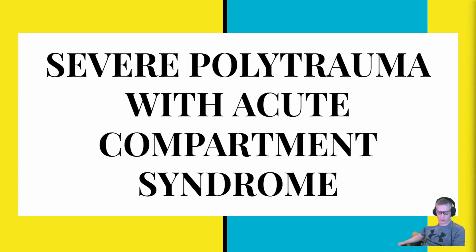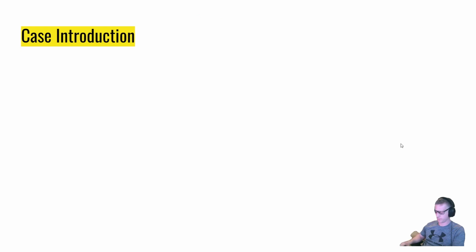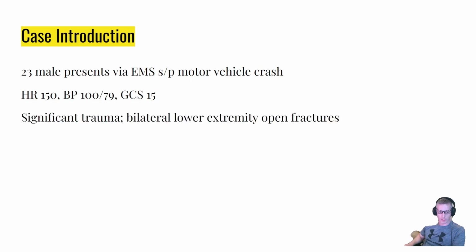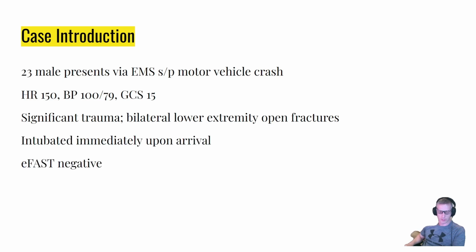Okay, let's talk about this cool case of acute compartment syndrome following a major polytrauma. So this is a 23-year-old male who presented via EMS or ambulance after a motor vehicle crash. He was very tachycardic. He had a soft blood pressure and he was mentating well. He was noted to have significant trauma, including bilateral lower extremity open fractures. He was intubated immediately upon arrival. His FAST was negative.